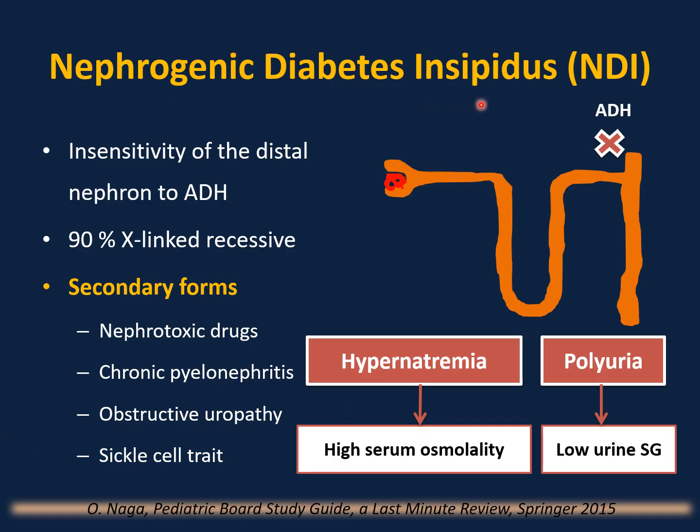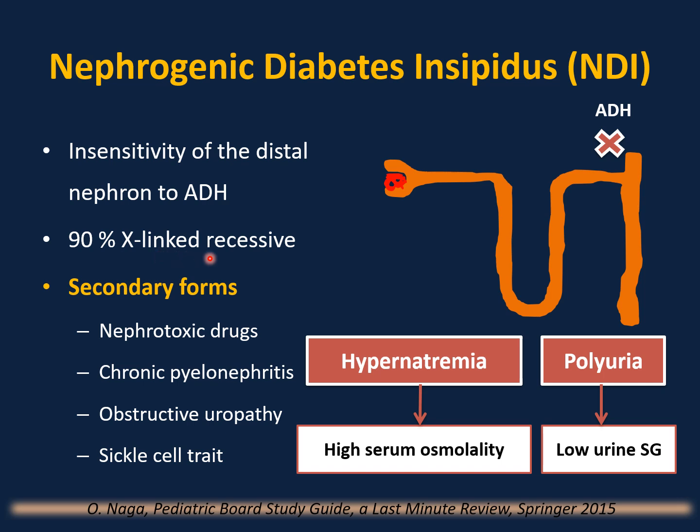Nephrogenic diabetes insipidus is because of insensitivity of the distal nephron to antidiuretic hormone. So the distal nephron is not sensitive to the antidiuretic hormone, so regardless of the serum osmolality, the kidney will keep losing water, and this will cause polyuria, so the urine osmolality will be very low. And because of loss of too much water from the kidney, the body will be in a state of dehydration, and the serum osmolality will be elevated, associated with hypernatremia and a high sodium level.